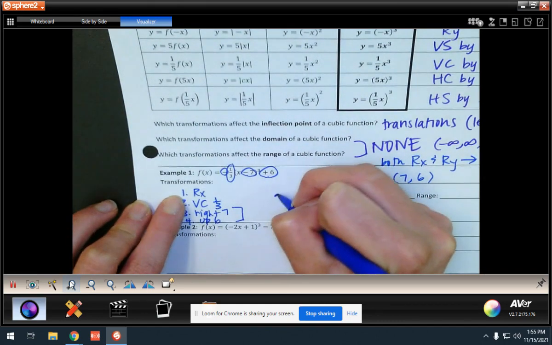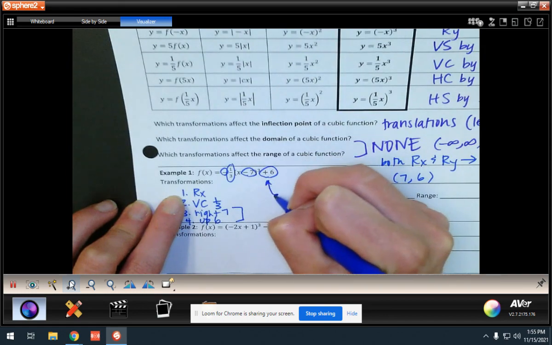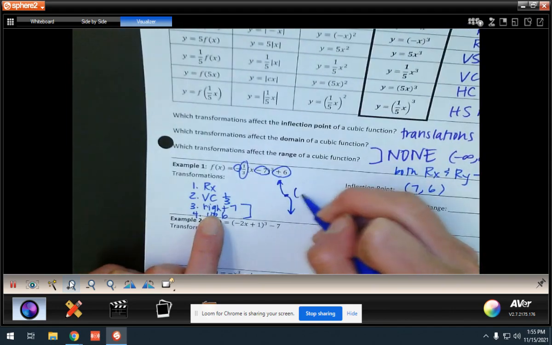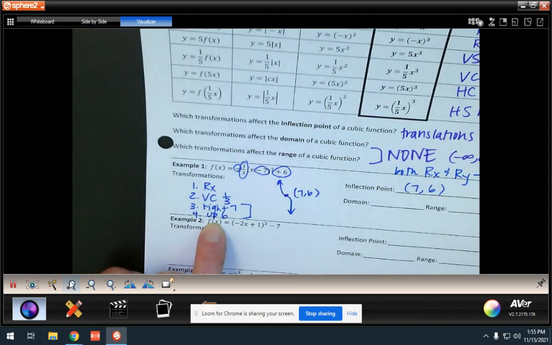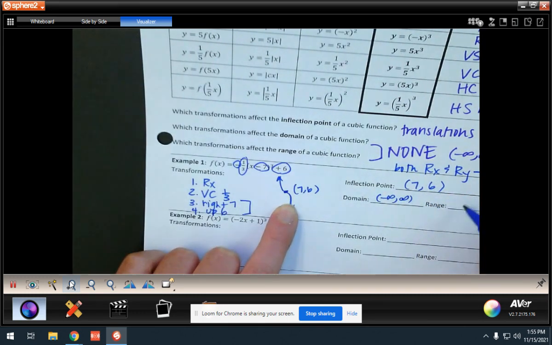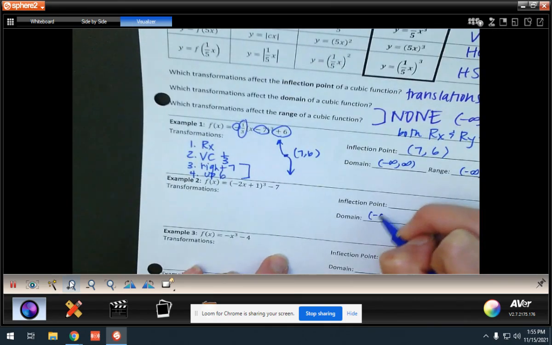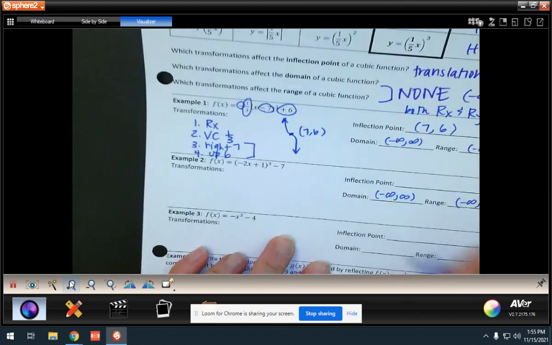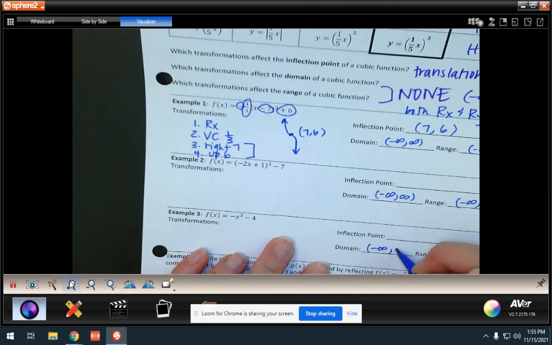Okay, so the Rx means it is now decreasing. Vertical compression means it's a little bit shorter. And then we have our inflection point at 7, 6 because of the transformations. But none of that affects the domain and range. So we can fill that in all the way down.